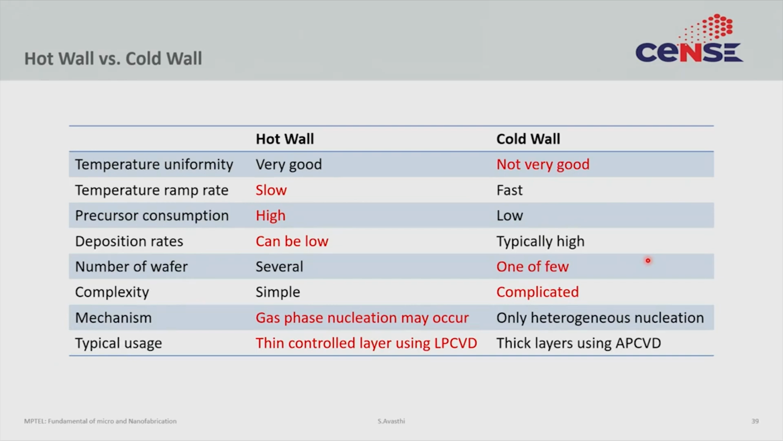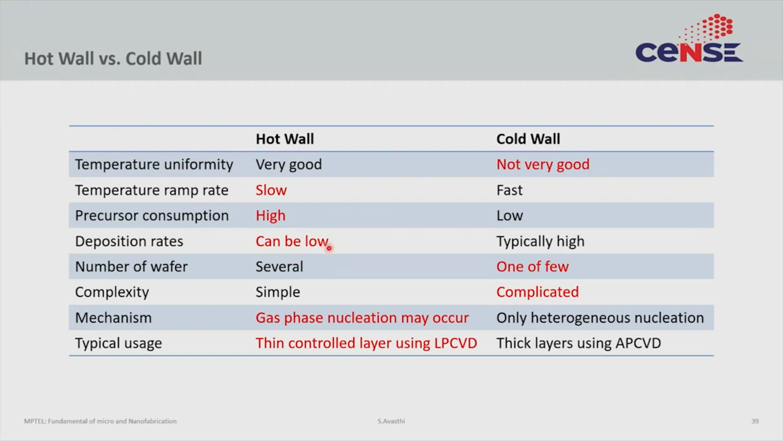The precursor consumption is another aspect. The precursor consumption in a cold wall reactor is typically very low, because the only thing that is hot is the wafer, while the precursor consumption in the hot wall reactor is high, because even the chamber is hot, right. So, the chemistry will happen wherever the temperatures are high. So, it will happen in the gas phase, it will happen on the surface, it will happen on the wafer, it will happen on the glass chamber.